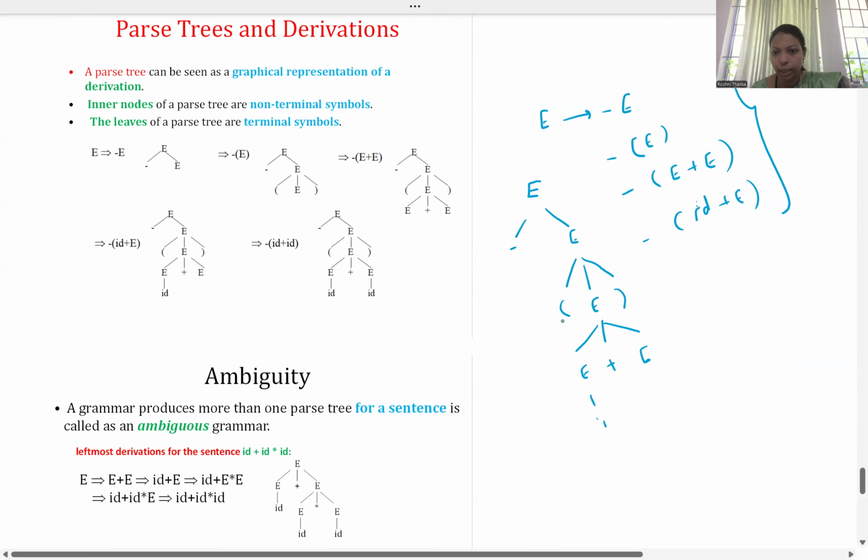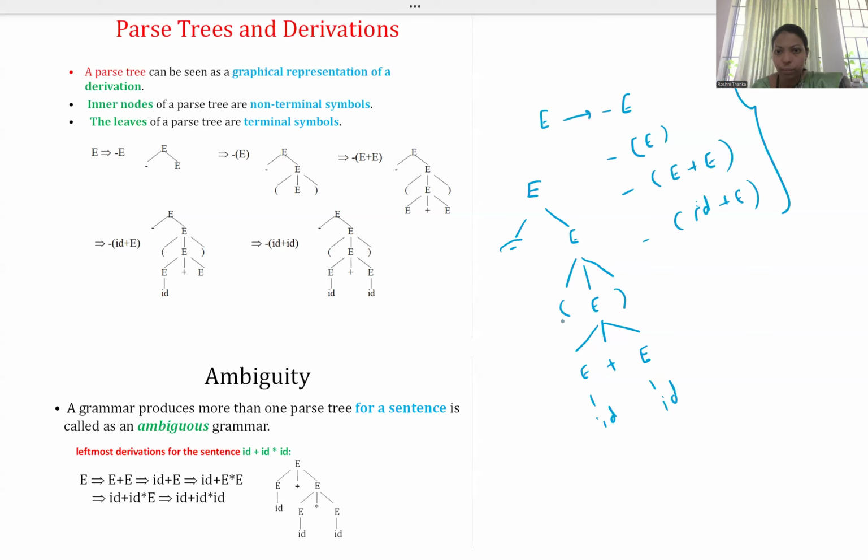So what will be the output? Minus and open parenthesis followed by ID, then a plus followed by ID, and then a close parenthesis. Finally, I got this output string, right? So when I put this derivation in a graphical form, we call it a parse tree.